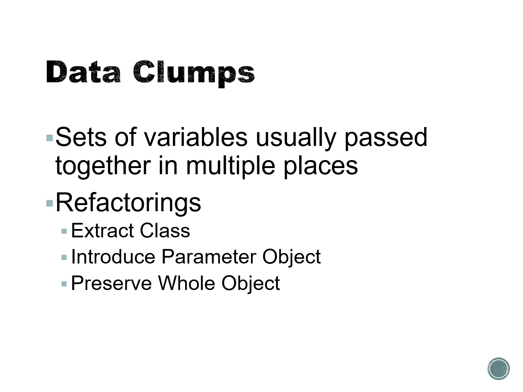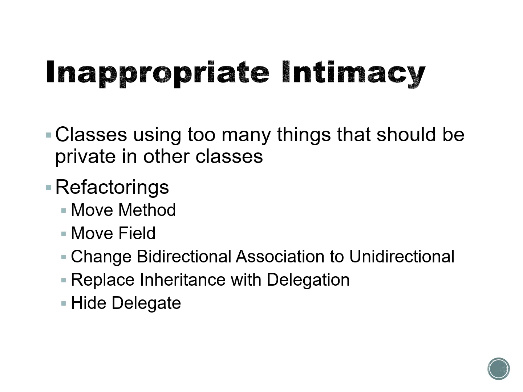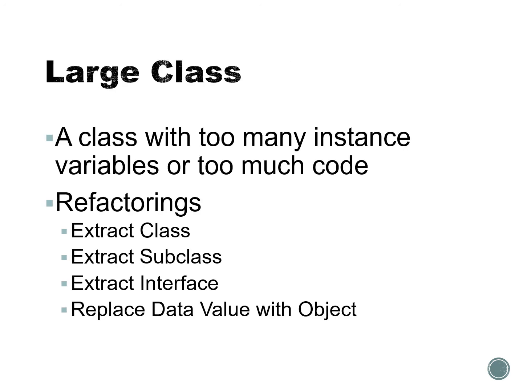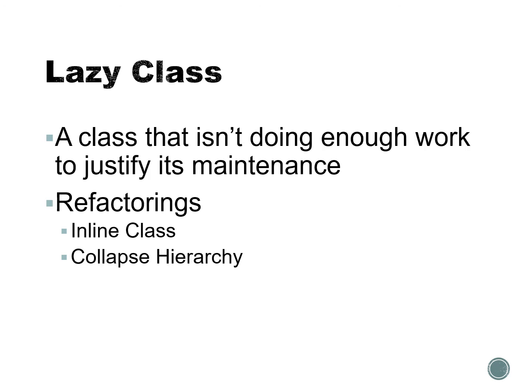Set of variables usually passed together in multiple places, meaning that you might actually want to reconsider what you want to do with them, or should you make just an object that you send from one place to another instead of a huge amount of different variables. Or inappropriate intimacy, meaning that you break the visibility rules or privacy rules of the object, meaning that there's probably something wrong with the association between the different objects, and so on and so on. There's large class with too many instances, too much code, too high complexity, and so on.